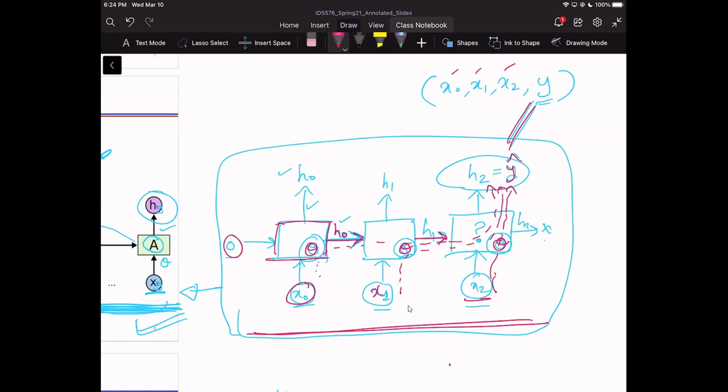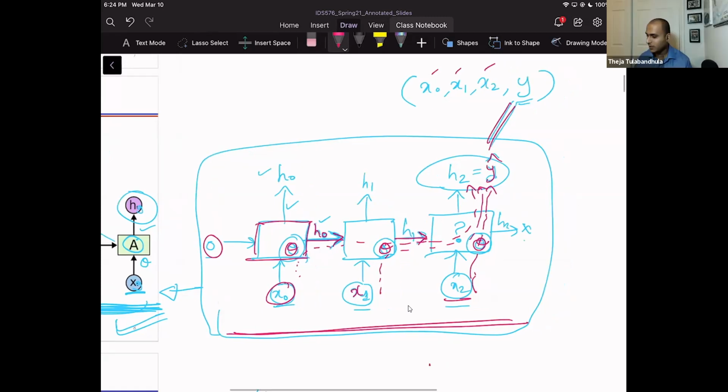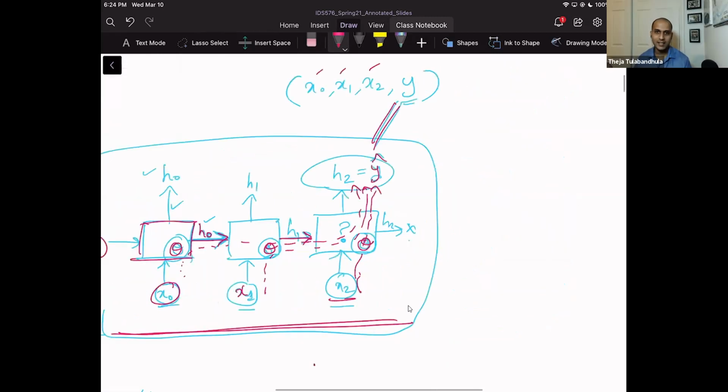Theta new is equal to theta old minus some learning rate times the gradient of the loss with respect to that theta. Okay.